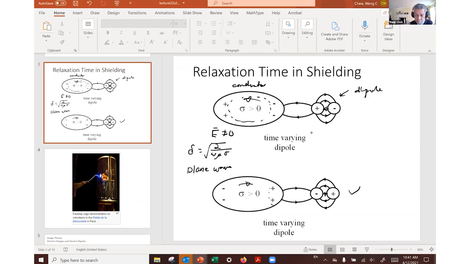Another thing to notice is that the charges are moving back and forth. So they have to have time to relax from one mode to the other mode. And there's a relaxation time involved. This is very much similar to an RC tank circuit. Say, if I have a resistor and then I have a voltage source that is time varying.